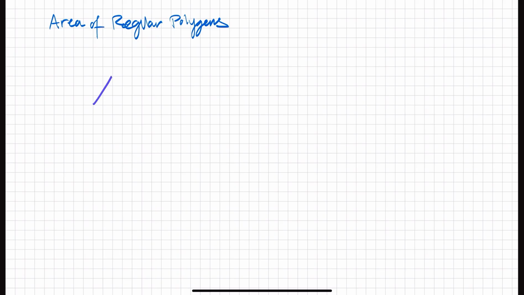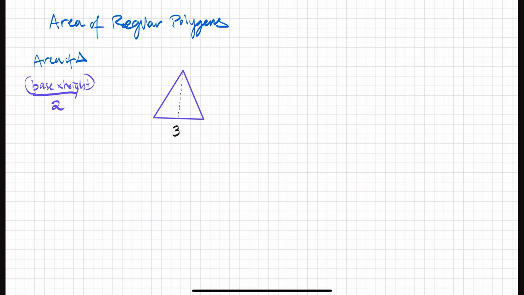And so I'll start by focusing on just maybe a triangle as our first regular polygon here. And so when it comes to area, we should already know that for a triangle, the area of a triangle is always going to be base times height divided by 2. So with this triangle, it just depends on the given information. So we would want to be given a base, for example, let's just call that 3.